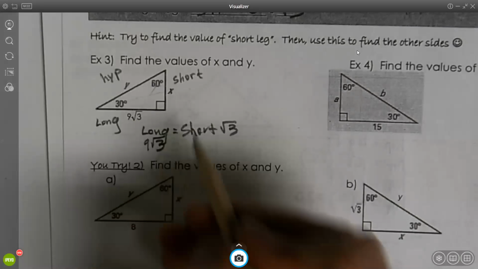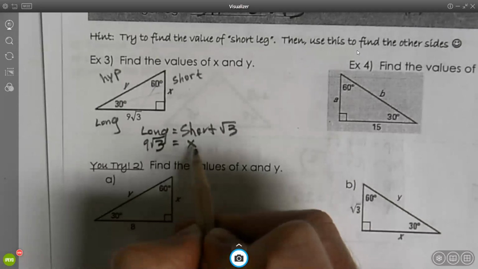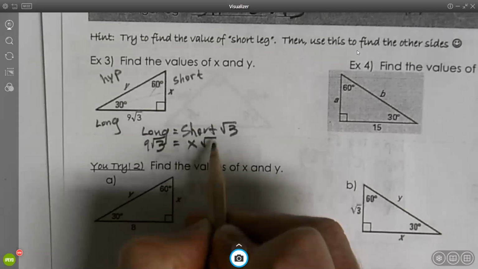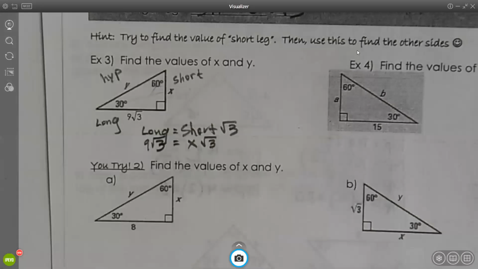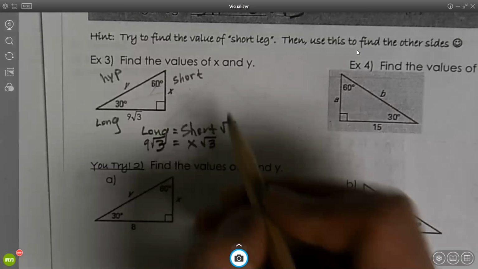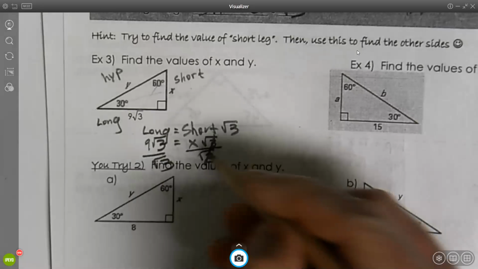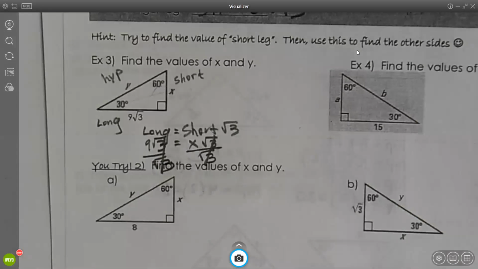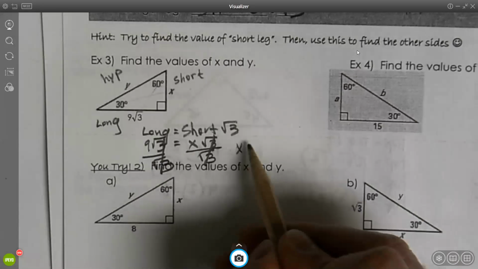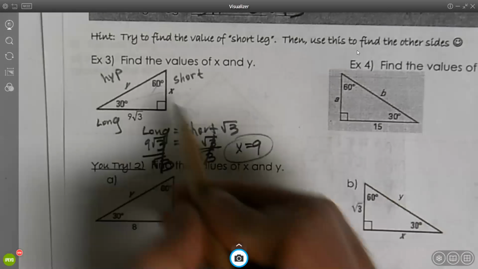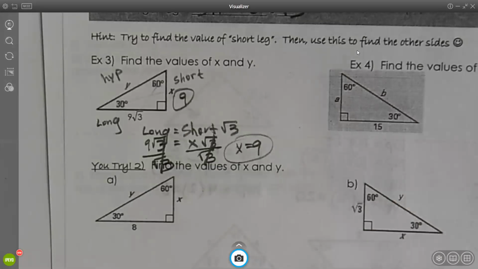The short leg is the x value, and you have to multiply that to root 3 for it to be equal. Now it's equal. 9 root 3 equals something root 3. That makes some sense. Since we divide out the root 3, the root 3's themselves will cross out, and we'll be left with x equaling 9. If the short leg is 9, then the long leg is going to be 9 root 3. That makes sense.